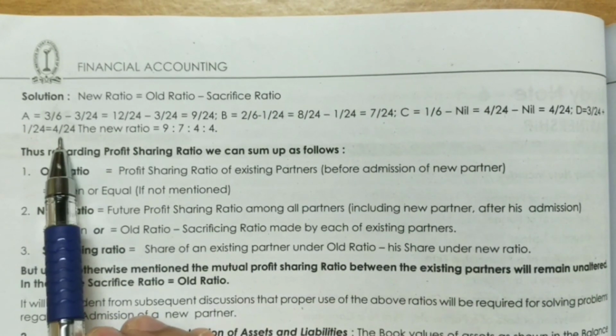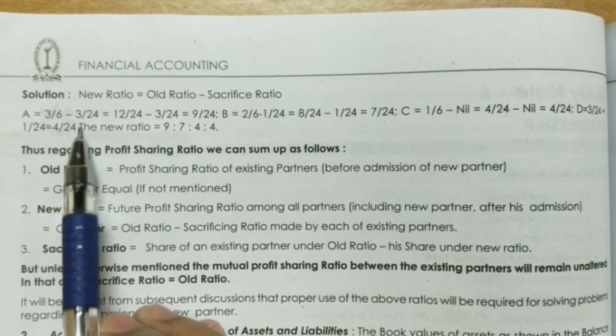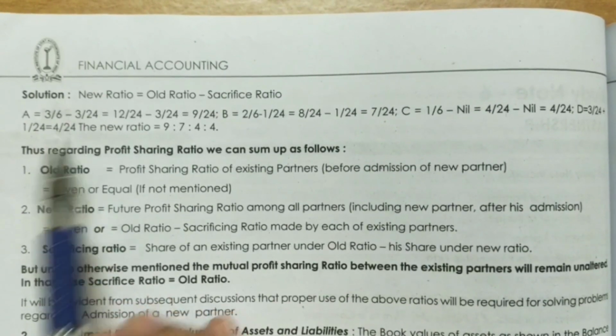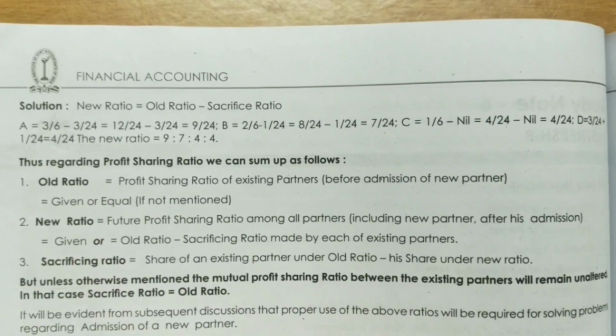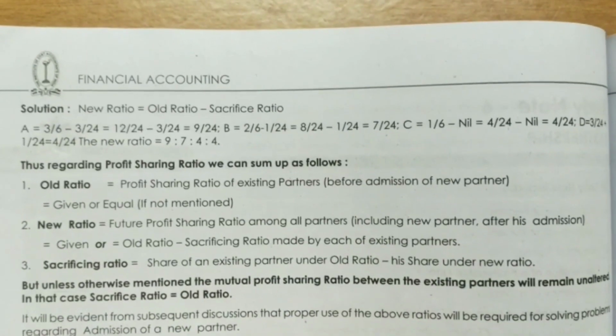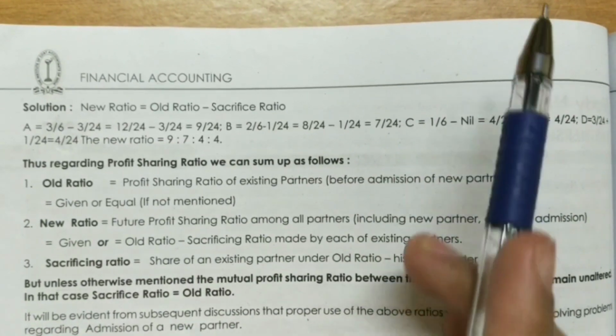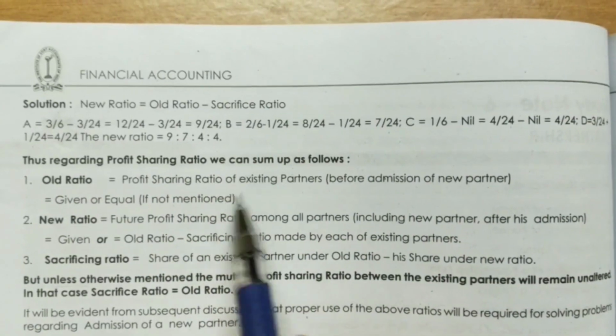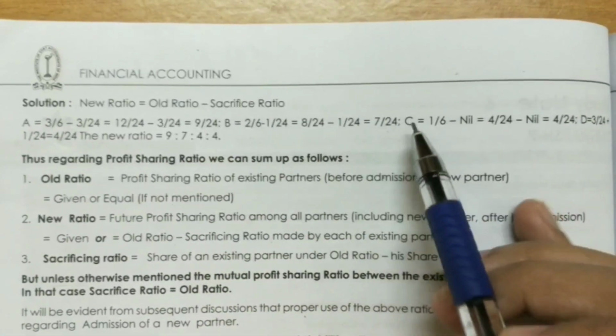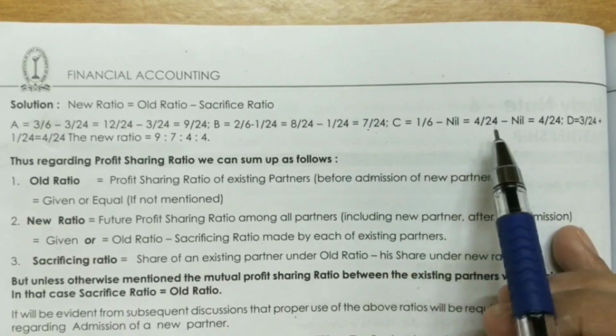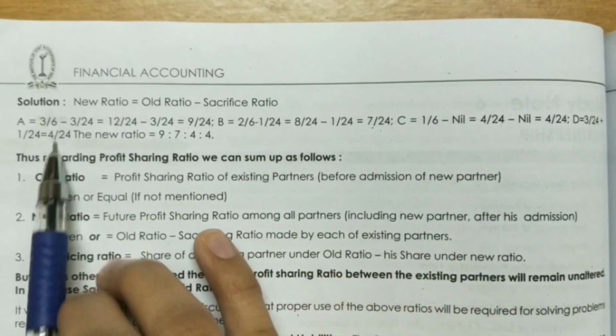And I guess this is clear to you. We have already explained what the old ratio, the new ratio, and the sacrificing ratio are. Just go through that. I hope it is clear to you now. After going through all these example questions, it should be clear. Fine. And now let's go to the highlighted portion.